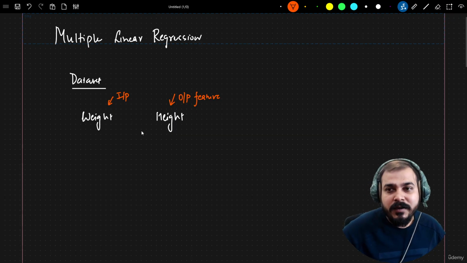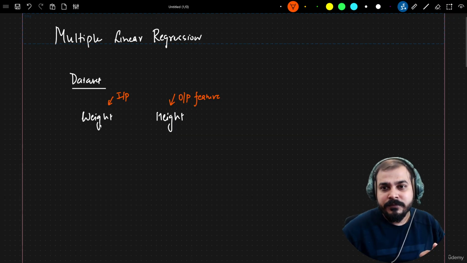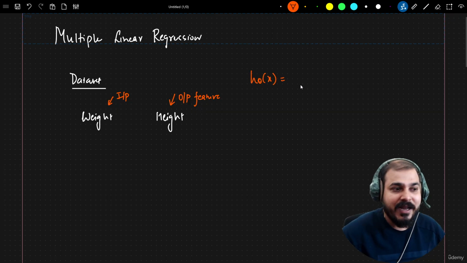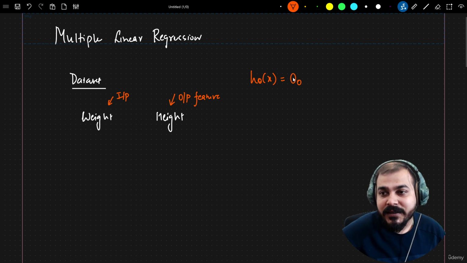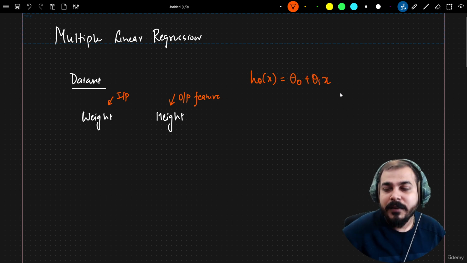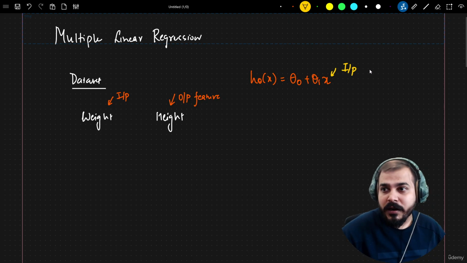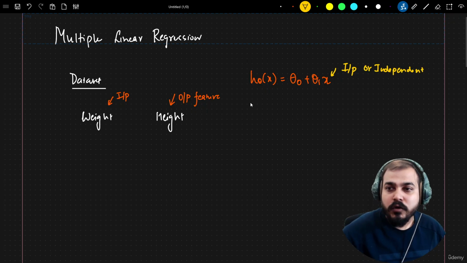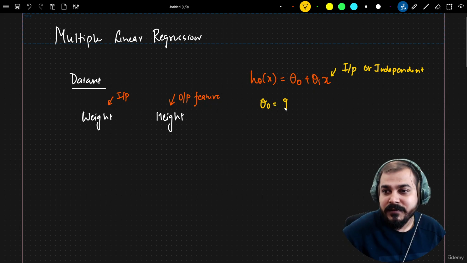slope. Now in this particular case, since I just have one input feature, if I talk about h theta of x, which is the equation of the straight line, which we have actually discussed, we are indicating something like theta 0 plus theta 1 multiplied by x. Now over here, this x basically indicates my input or independent feature. And obviously, you know what is theta 0? Theta 0 is basically intercept, and theta 1 is nothing but slope.